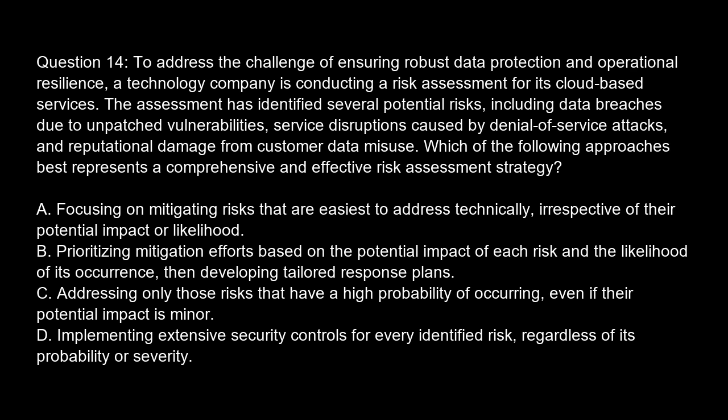Option A. Focusing on mitigating risks that are easiest to address technically, irrespective of their potential impact or likelihood. Option B. Prioritizing mitigation efforts based on the potential impact of each risk and the likelihood of its occurrence, then developing tailored response plans. Option C. Addressing only those risks that have a high probability of occurring, even if their potential impact is minor. Option D. Implementing extensive security controls for every identified risk, regardless of its probability or severity.